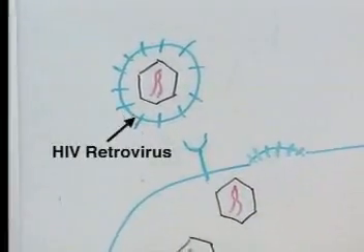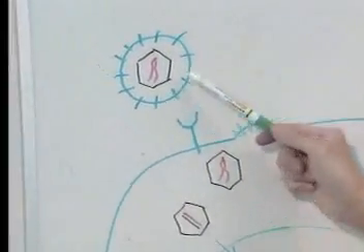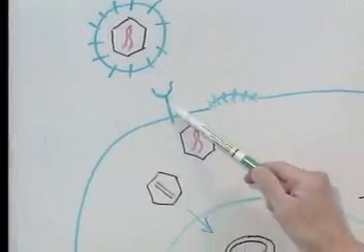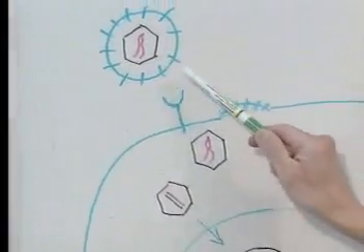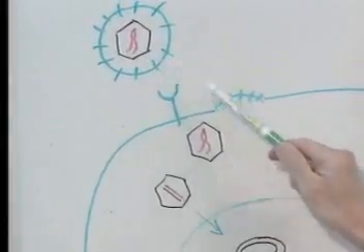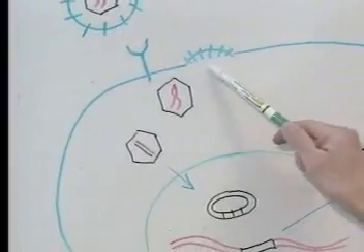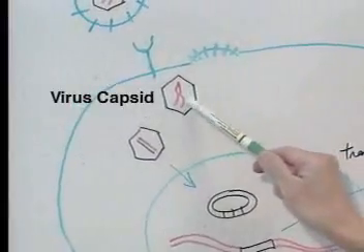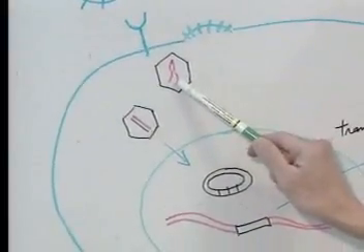This is a virus, such as HIV. The virus needs to get inside the cell in order to replicate. The first step would be interaction of the virus with the cellular receptor. After interaction with the cellular receptor, there is a fusion event that takes place between the virus envelope and the host cell plasma membrane. The result of this event is the release of the capsid, of the virus capsid, into the cytoplasm of the cell. And of course, you can see that this is the genome of the virus.